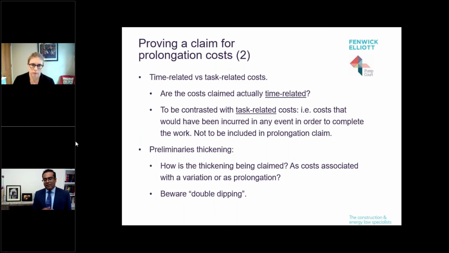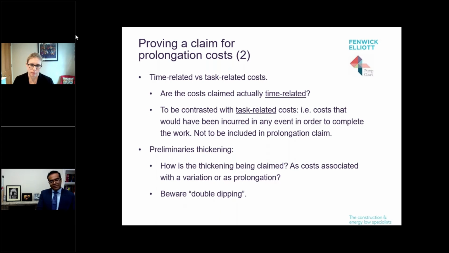Now, if there has been a compensation event, to use the language of the NEC contracts, or some sort of employer risk event or a breach of contract, which means that the task-related costs get higher, that would more normally be the subject of a disruption claim, which is outside the scope of this talk. We could talk for another hour about disruption, I'm sure.